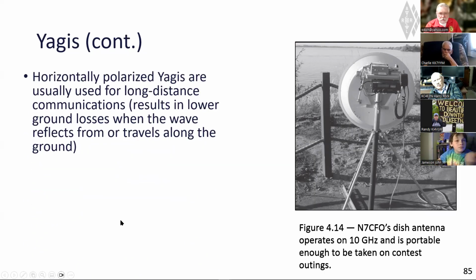Horizontally polarized Yagis are usually used for long-distance communication. Results in lower ground losses when the wave reflects from or travels along the ground.